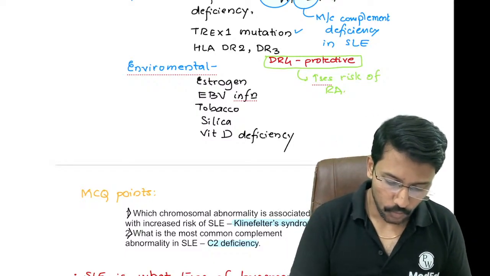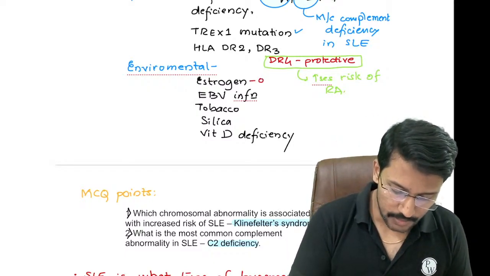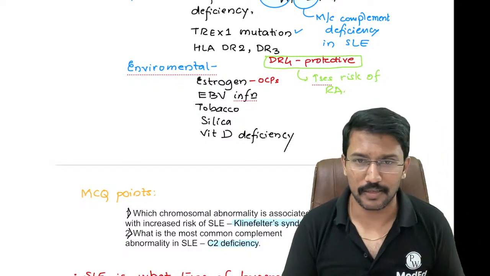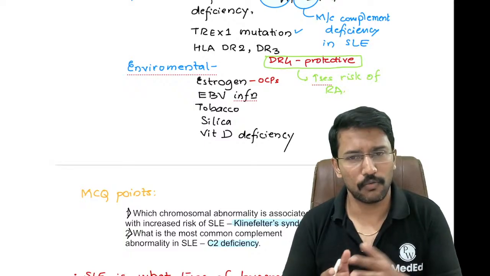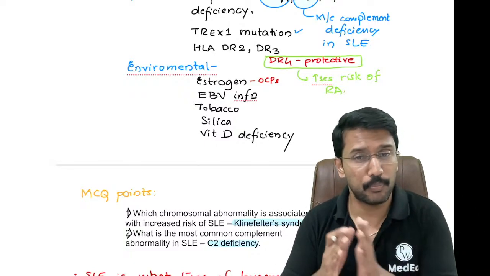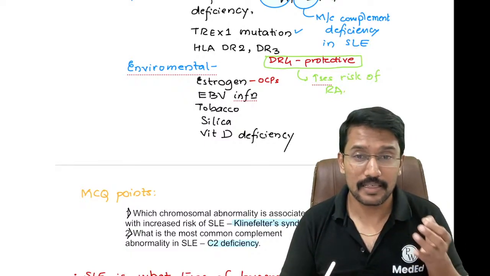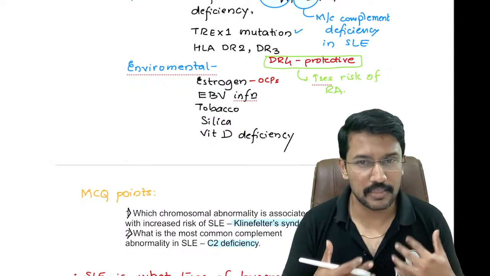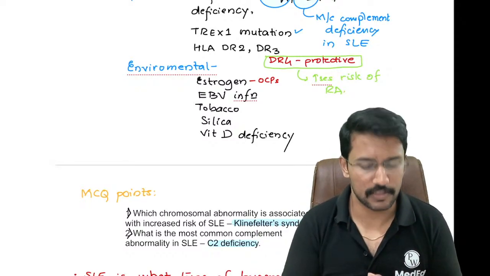In the form of oral contraceptive pills, right? Estrogen-containing oral contraceptive pills increase the risk of developing SLE. And that explains why it is more common in females, because a hyperestrogenic state is a risk factor. Whether you give it as supplementation or by gender you bring it, you have the risk factor.